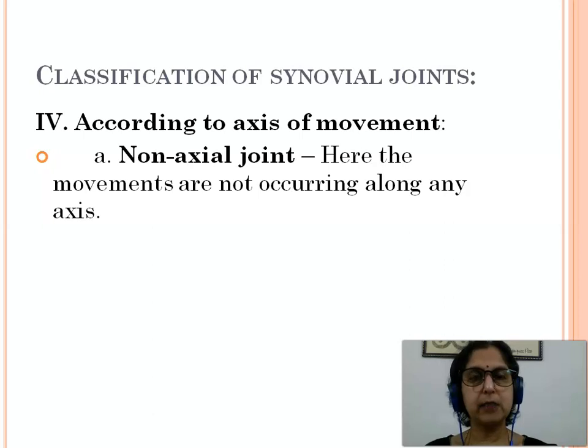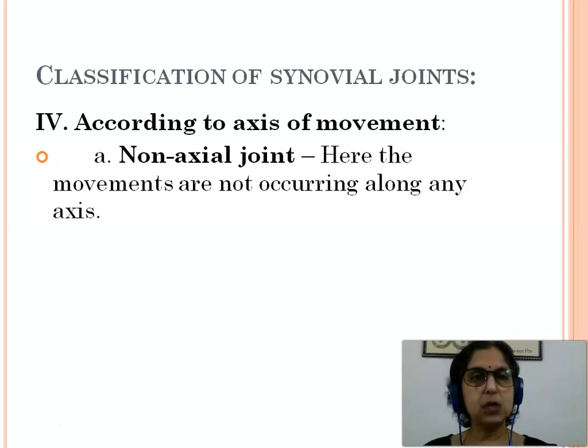If there are two axes along which two sets of movements are occurring, these are called biaxial joints. Such joints would also have a combination of all these four movements, which is called circumduction. And if there are three axes along which movements can occur, it's called a multiaxial or a polyaxial joint. And even these joints will show circumduction. So let us see this in a little detail.